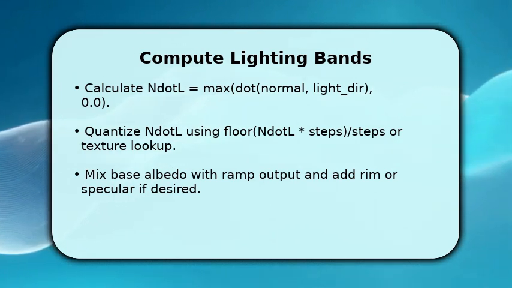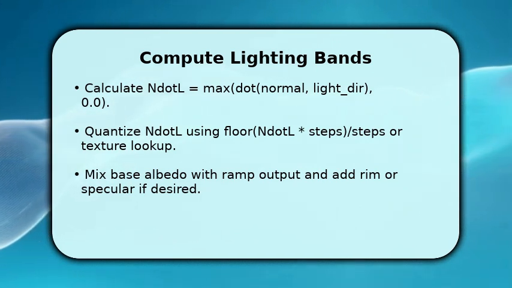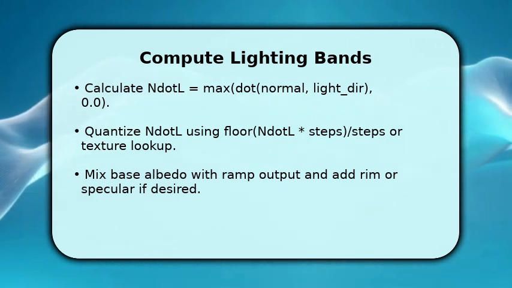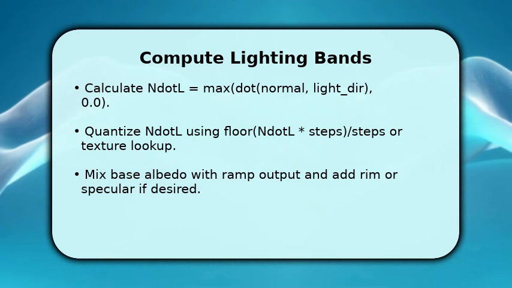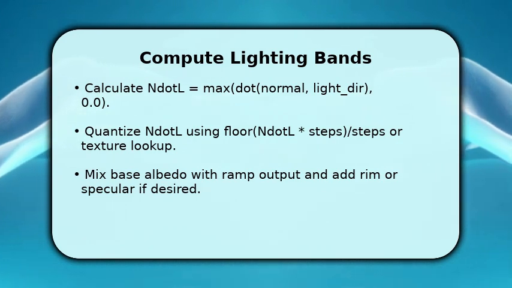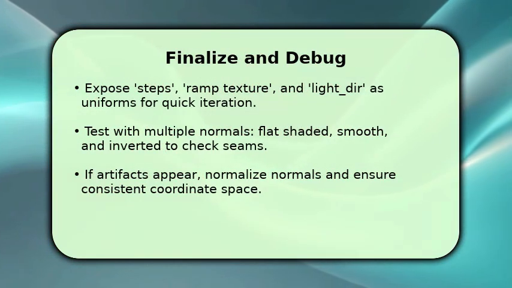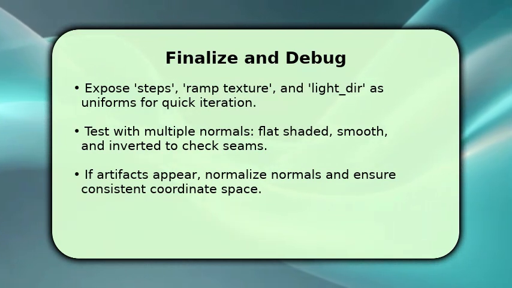Then multiply your albedo by the banded value, so color steps instead of blends. You can optionally add a thin rim or a hard specular by combining another quantized dot test. Finish by exposing parameters like steps, ramp texture, and light dir so you can iterate quickly in the editor.